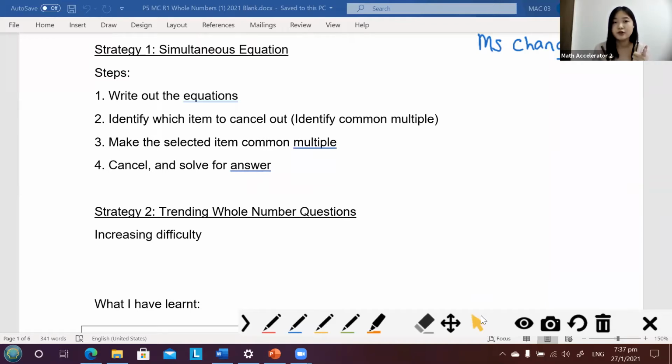Step 2, identify which item to cancel out. If they ask you, let's say, for the amount of money for the shirts, how much does the shirt cost, then the other item is pens, for example. So you want to cancel out the other item and be left with the item that you want. How do you cancel it out? We want to make the item have a common multiple first. Once you have the selected item with the common multiple, we cancel it out and then solve for the answer.